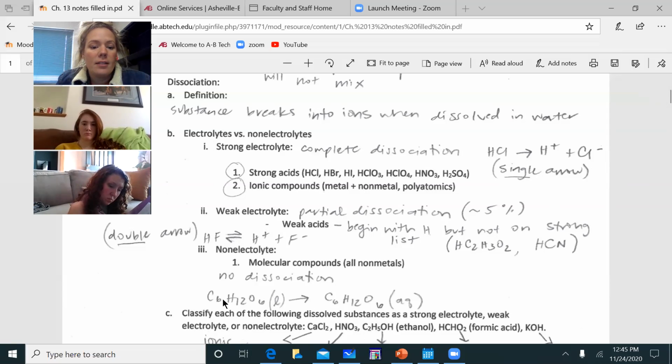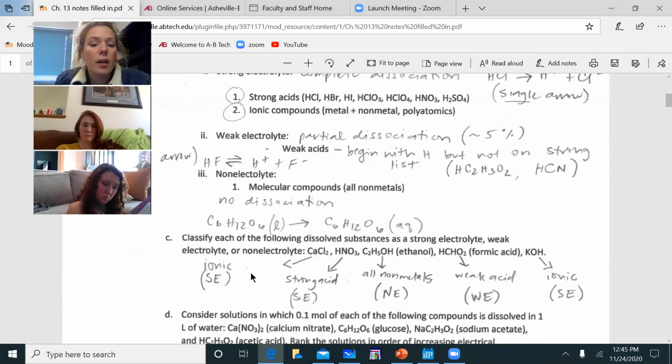Here I've got C6H12O6 in liquid form, and I mix it with water. It stays in this molecular form, but it's just changing its phase. It's going from a liquid to now being aqueous or dissolved. This is what sugar does. So sugar is a non-electrolyte solution. Yes, the sugar will dissolve in the water, but the sugar is not breaking apart into individual carbons, hydrogens, and oxygens.